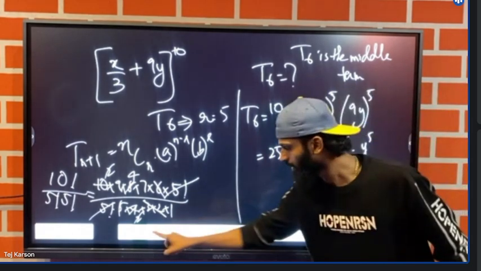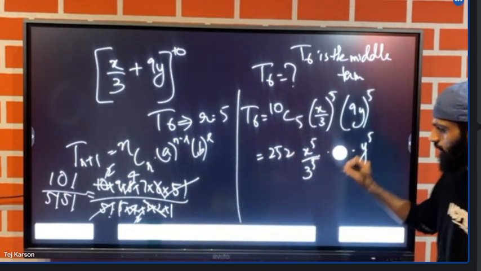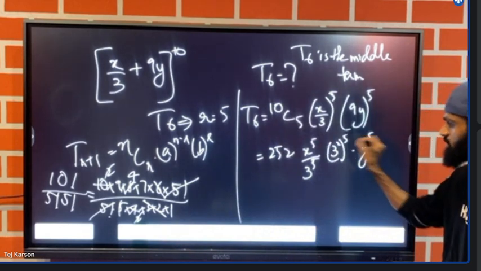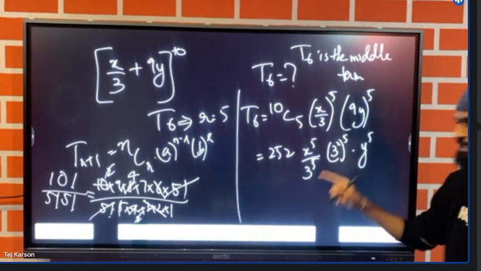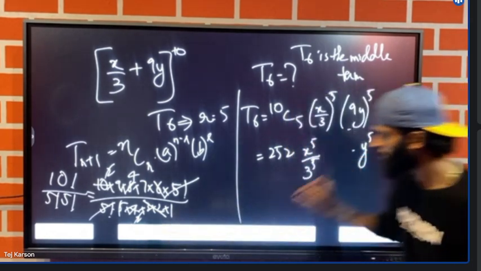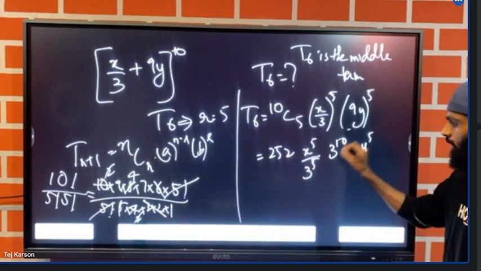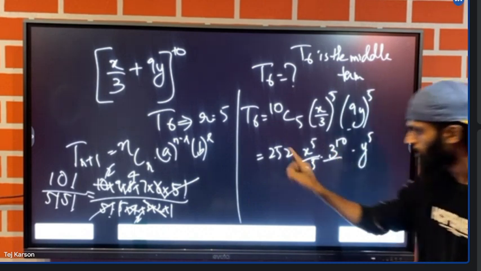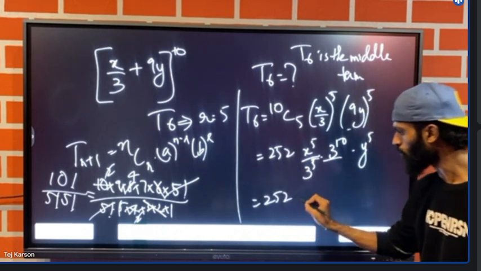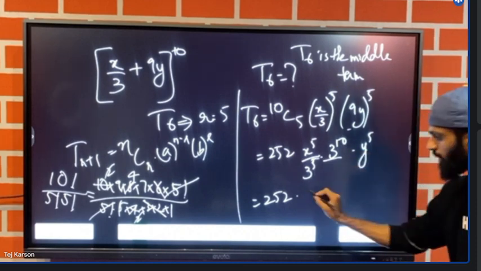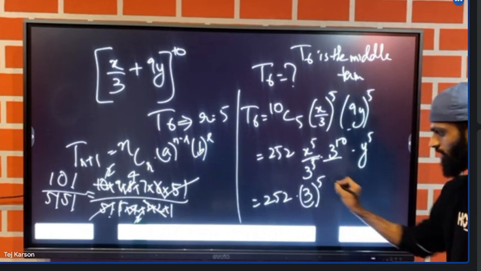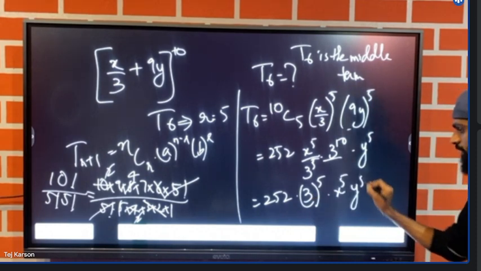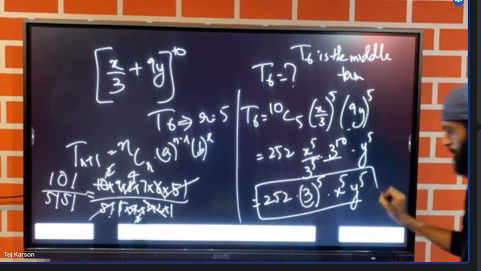Now see, careful. 9 is nothing but 3 square. Correct? So you will change that 9 and write 3 square to the power 5. Now 5 times 2 is 10. So it becomes 3 power 10. Now see, bases are same, and it's division, so we subtract the powers. So the final answer becomes 252 into 3 power 5 by 3 power 10, which again becomes 3 power 5 here. This is nothing but 243, dot x power 5 and y power 5. This is the answer. We'll have to multiply one more step, but that's the answer.